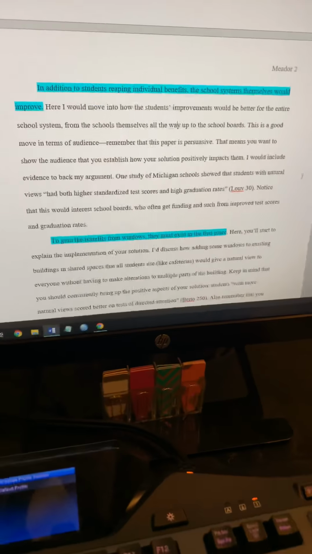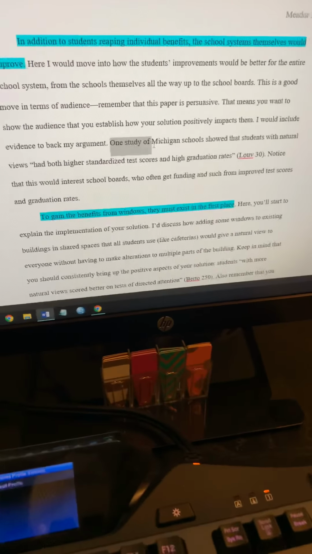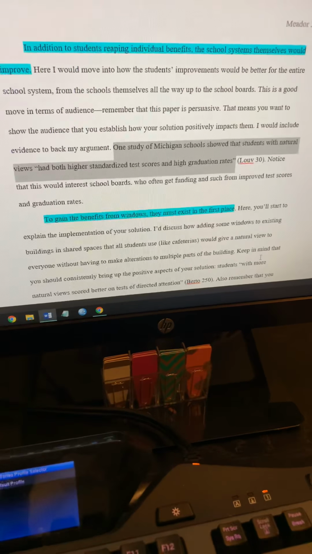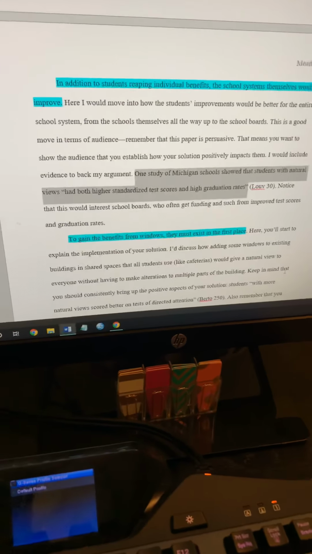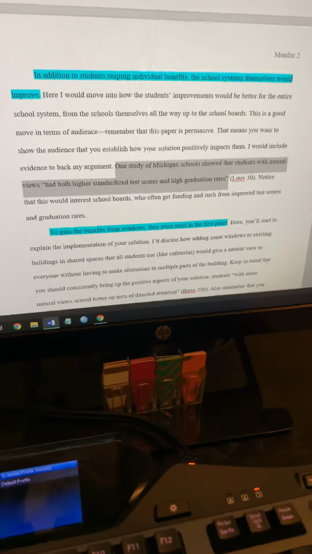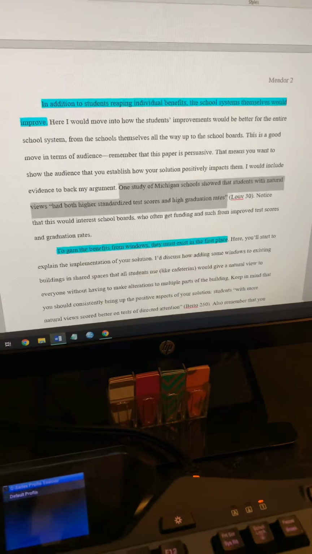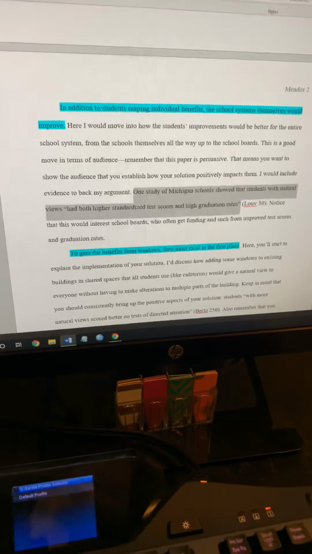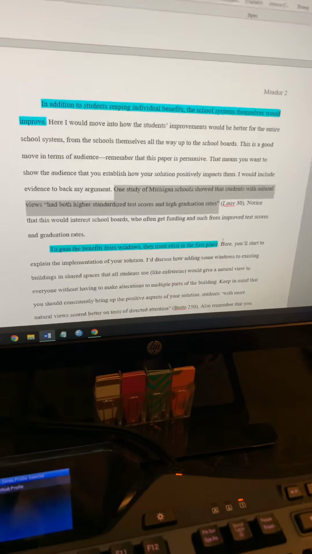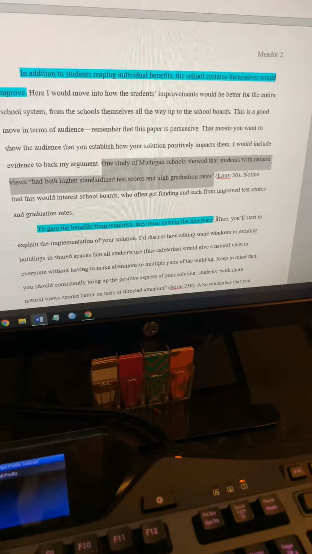And I would also be using evidence here. Notice down here I say, one study in Michigan schools showed that students with natural views had both higher standardized test scores and graduation rates, right? I would include this reference because what is the one thing that school boards really care about? Test scores and graduation rates. The higher those rates are, the more funding they're going to get, the better recognition, the more enrollment, et cetera. So I'm showing them how this positively impacts the audience that I've established, which is the school boards.